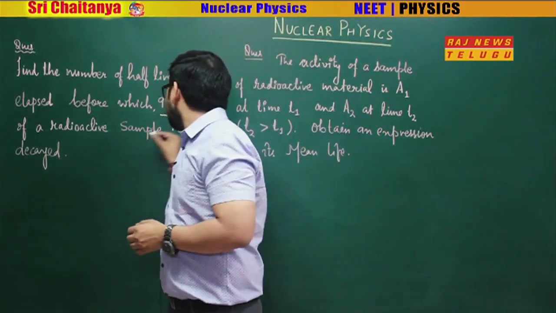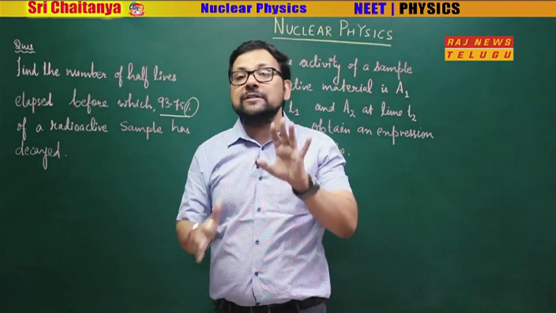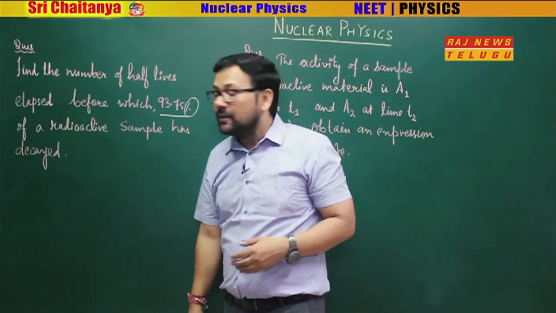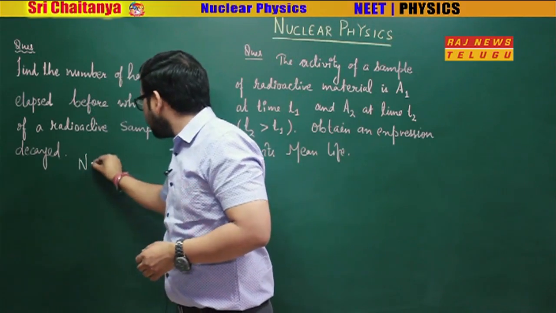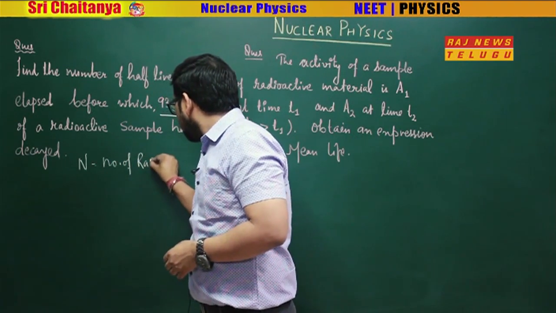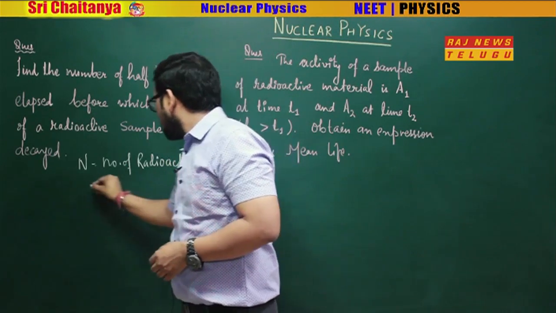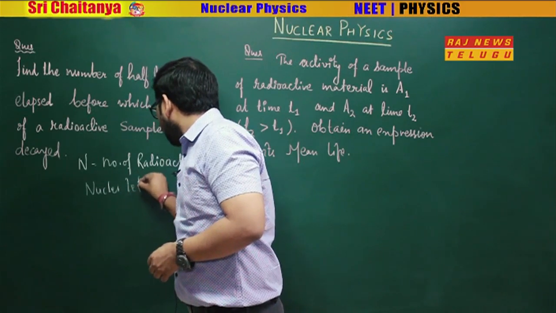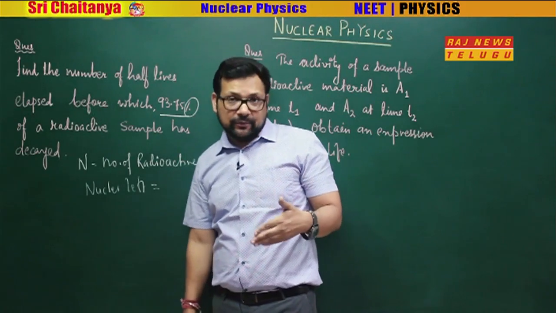If we are talking about percentage, it means the actual was 100 and 93.75 has decayed. So the number of radioactive nuclei left, we will calculate that first. Number of radioactive nuclei left, because in the equation of the decay law, N is the number of radioactive nuclei left.